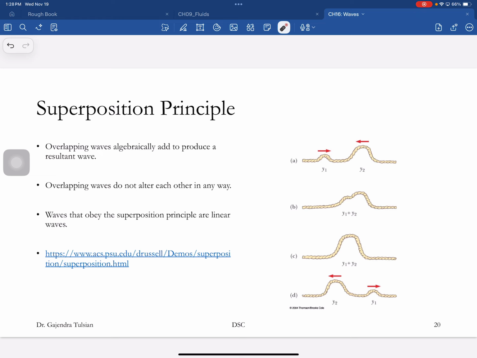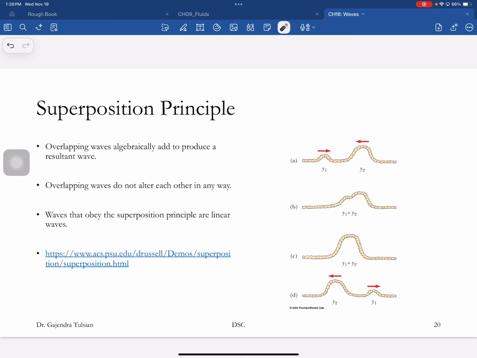So here's the very neat part. After they've interacted and they go past each other, you see these guys are unchanged. And that's not like people, you talk and we change each other. It's not like. I say something to you and you go home all mad. Here, these guys, after their interaction, they haven't changed.